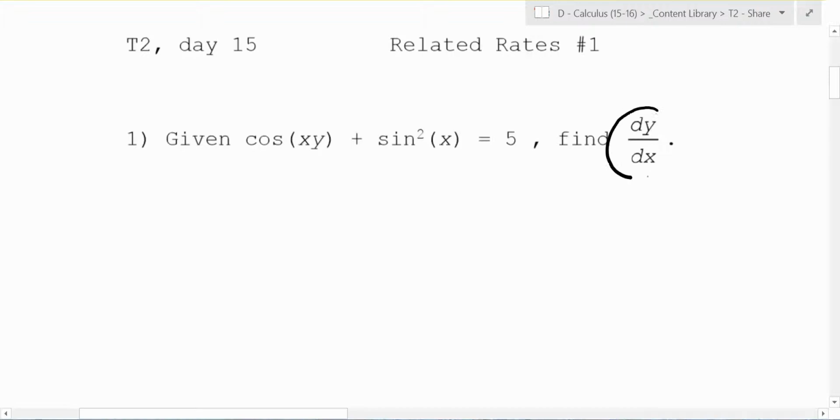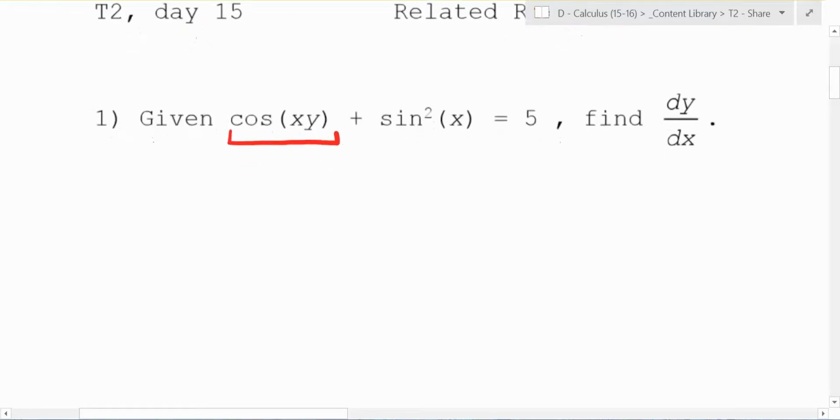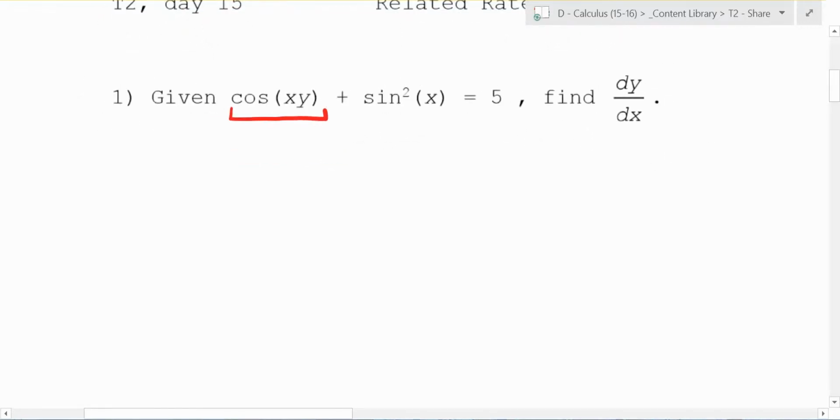What does this mean? It means differentiate with respect to x. So this is a question we've done before. If we wanted to do the derivative of this, we have to do the derivative right here. What's the outer function here? What's the outside function? Cosine. And then on the inside, we have two things multiplied together.